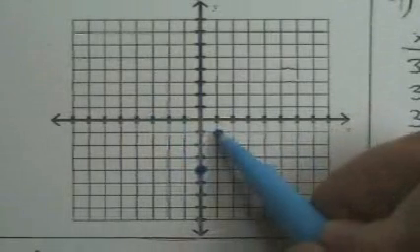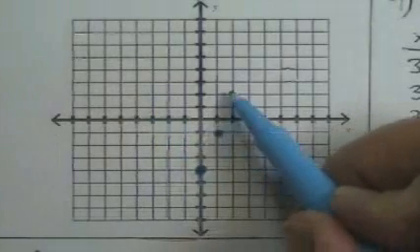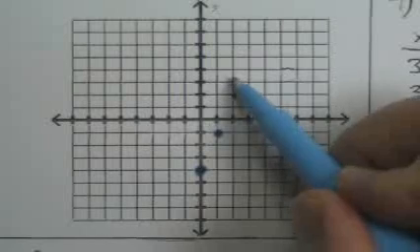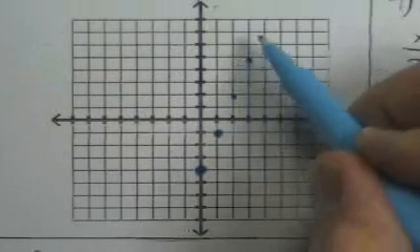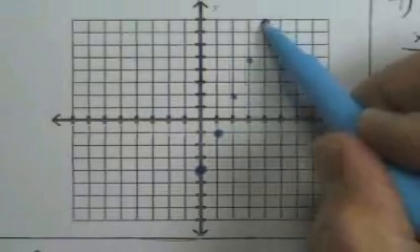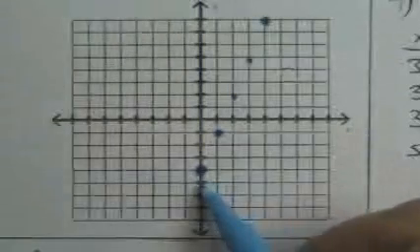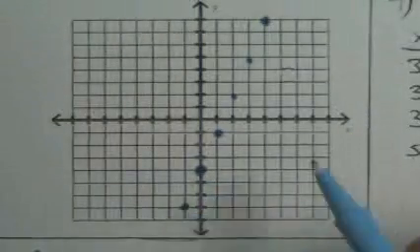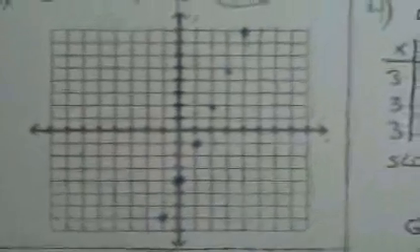I'll do some more points. 1, 2, 3 over 1. 1, 2, 3 over 1. Okay, I'll go down 3 over 1. And that's all the points I can put in.